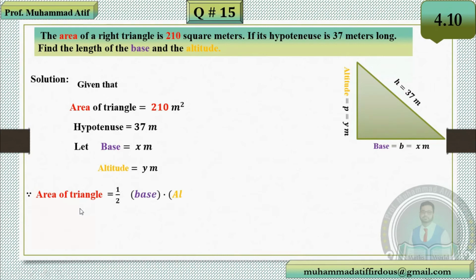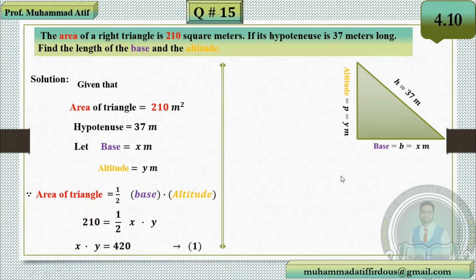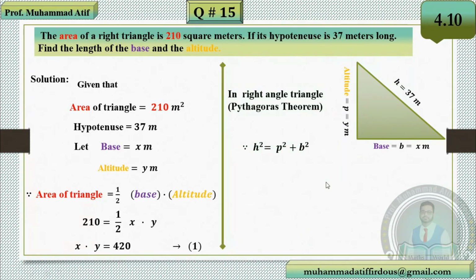So we know that the area of a triangle is equal to 1 by 2 base into height, and the area of the triangle is 210. So replace it by 210, base is x, altitude is y. On more simplifying, we have xy is equal to 420. Just multiply this 2 by 210, 210 into 2. Any problem? Okay.